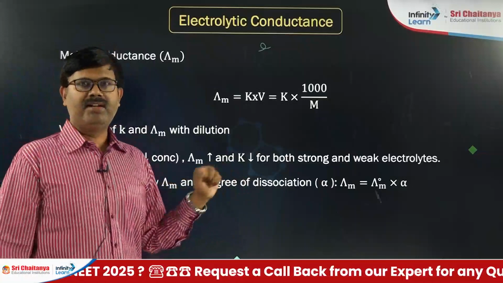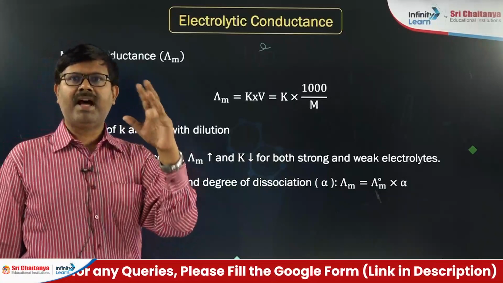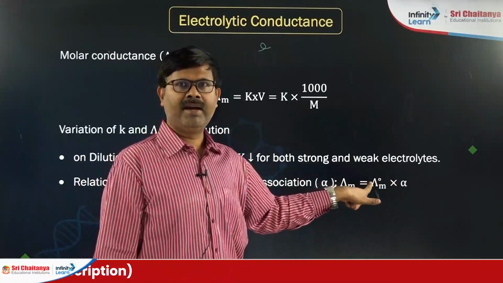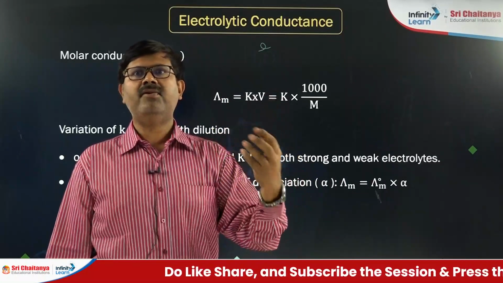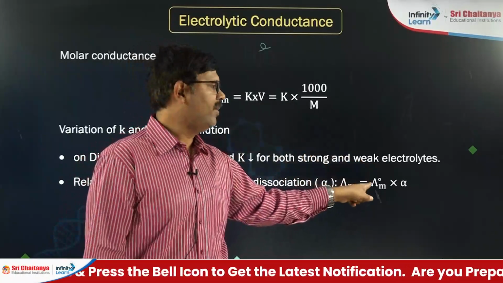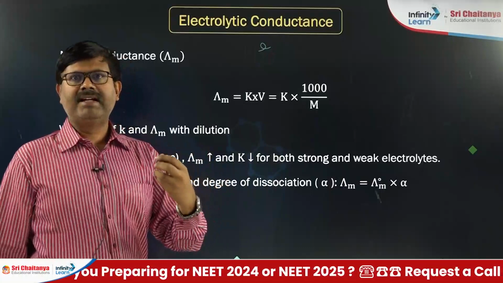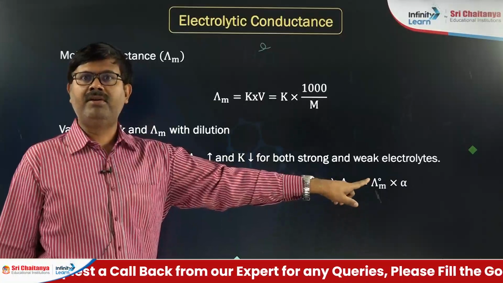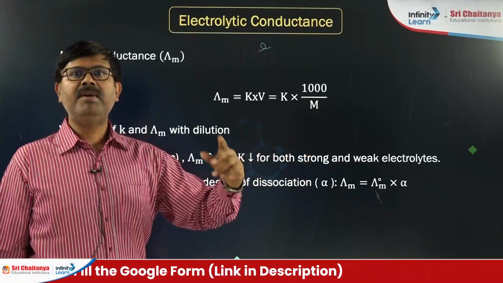And degree of dissociation, when a weak electrolyte is dissociating, let's say the degree of dissociation is alpha. What is the relationship between alpha and the molar conductance? This is the relation. Molar conductance is equal to alpha into lambda m naught. Lambda m naught is the molar conductance at infinite dilution, meaning when you add an infinitely large amount of water. In that case, the molar conductance is denoted by lambda m naught. Whenever in this chapter, electrochemistry, you come across words like degree of dissociation or percentage of dissociation, you must apply this equation. Lambda m is equal to lambda m naught into alpha, where lambda m naught is the molar conductance at infinite dilution, also called limiting molar conductance.